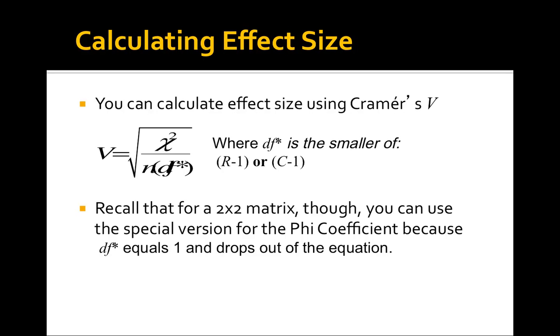You can calculate effect size using something called Cramer's V. This formula is a little hard to read, but V equals the square root of chi-square over n times degrees of freedom, with an asterisk. The degrees of freedom asterisk is the smaller of row minus 1 or column minus 1. In a 2 by 2 matrix, though, you can use the special version for the phi coefficient because degrees of freedom equals 1 and drops out of the calculation. This is just a side note, but it is a way to calculate effect size.